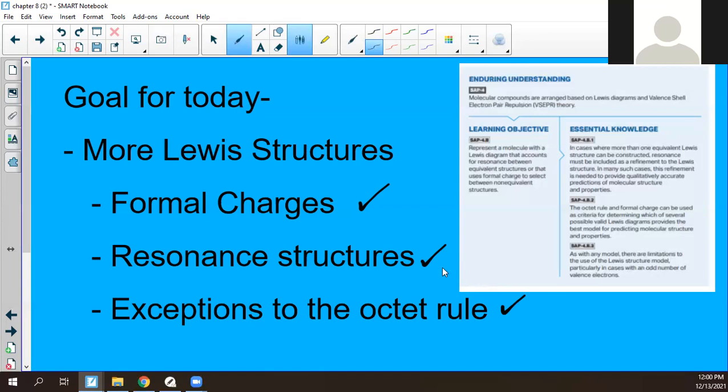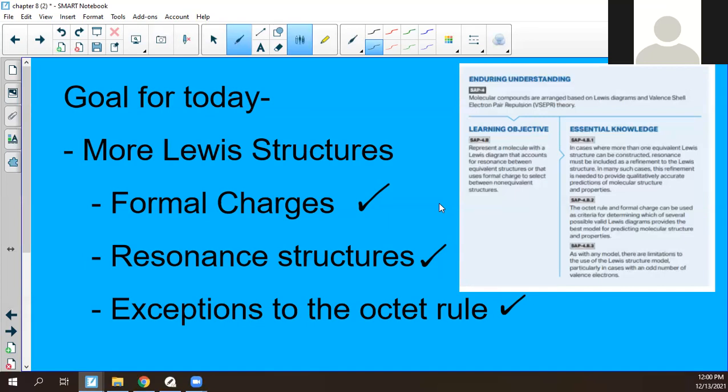And then resonant structures, in like a 10-second nutshell, is when there are two Lewis structures that work and the formal charges are the same. And then it's like, well, which one is it? And you say it's kind of both. And we'll go over that too. So formal charge helps us decide between two, which one's better. Resonance is when there's two that are pretty much the same, then which one do you choose? You choose both of them.